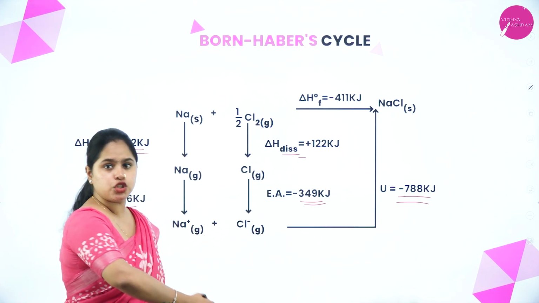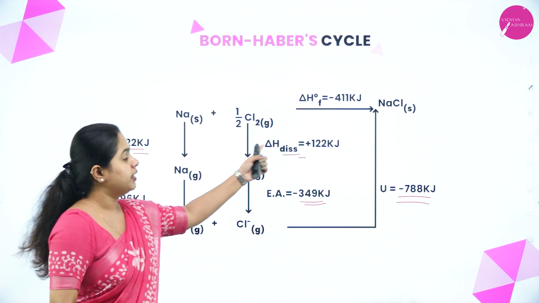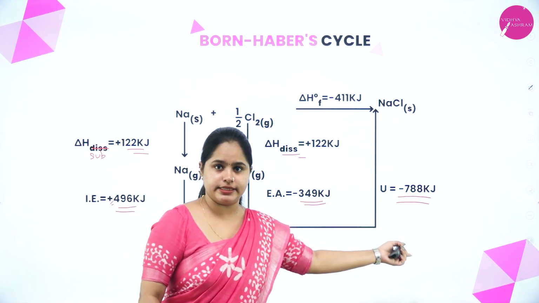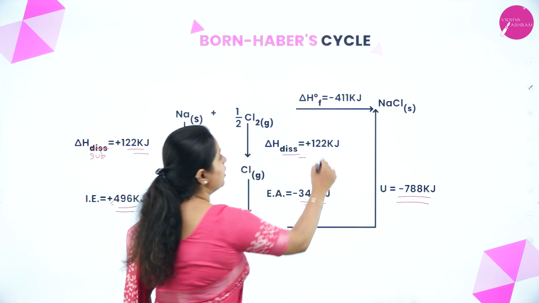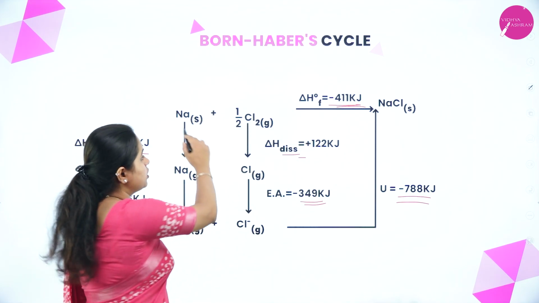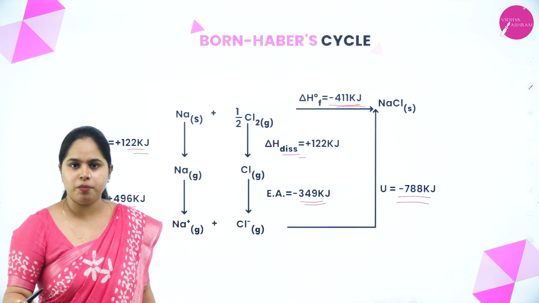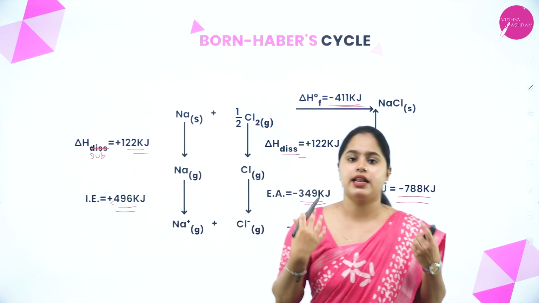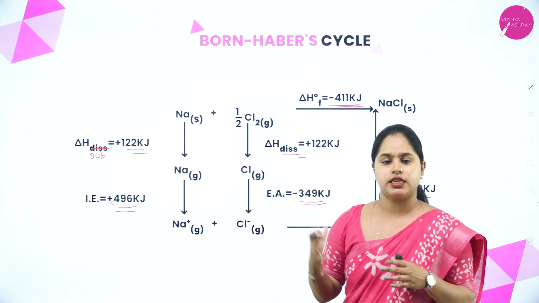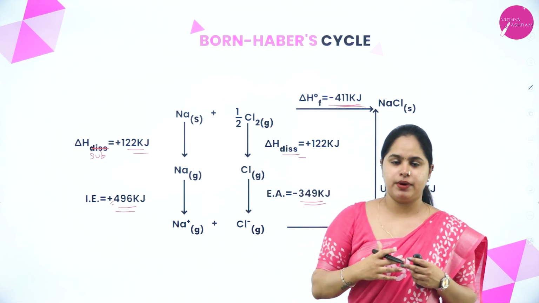When you add each of these energies, that is, the sublimation energy plus ionization enthalpy, dissociation energy plus electron gain enthalpy or electron affinity plus lattice enthalpy, all of this added together will give you the enthalpy of formation of sodium chloride. So, this step is a sum of all these energies. I hope it is clear where exactly ionization enthalpy, electron gain enthalpy and lattice enthalpy are used in the formation of sodium chloride. So, this is the Born-Haber cycle.